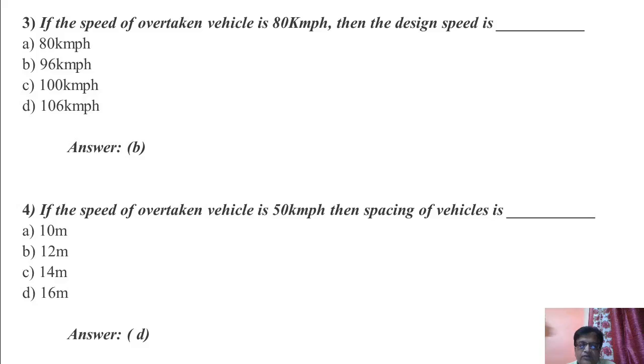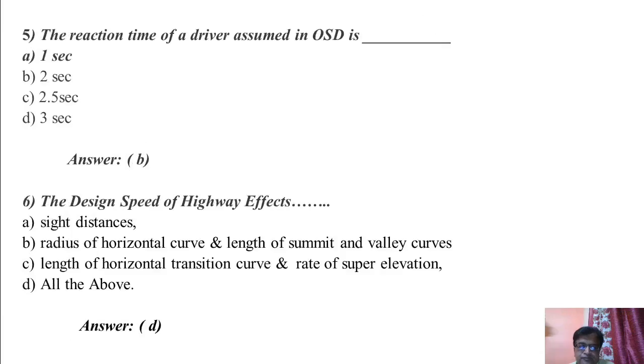If the speed of overtaken vehicle is 50 kmph, then the spacing of the vehicle is dash: 10 meter, 12 meter, 14 meter, 16 meter. So it is 0.2 into V plus 6. So 0.2 into 50, that is 10. 10 plus spacing 6 meter. So it is 16. So the answer is B. The reaction time of the driver assumed in OSD is 1 second, 2 seconds, 2.5 seconds, 3 seconds. The answer is B, that is 2 seconds.